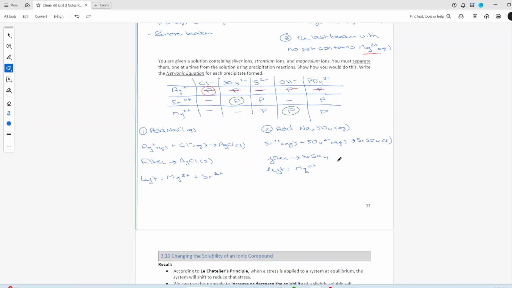Now, can we be done? It says you must separate them one at a time from solution. So we need to get that magnesium out. So the last thing we're going to do is try to precipitate out that magnesium. So now I can pick sulfide, hydroxide, or phosphate. Because hydroxide was the only one that precipitated just magnesium, let's use it.